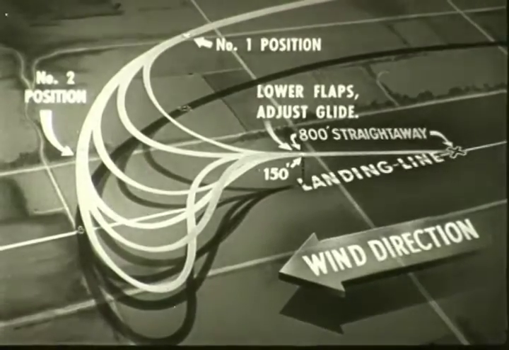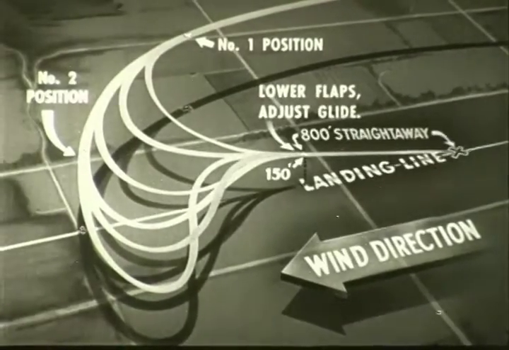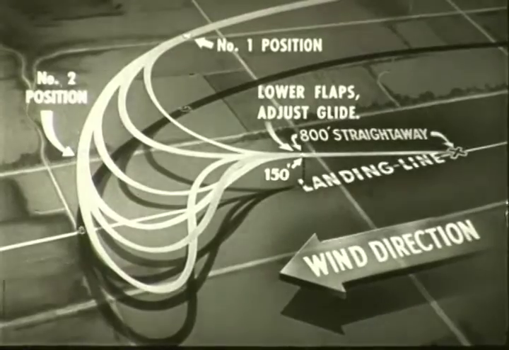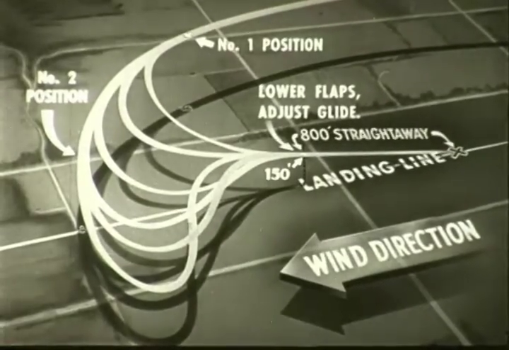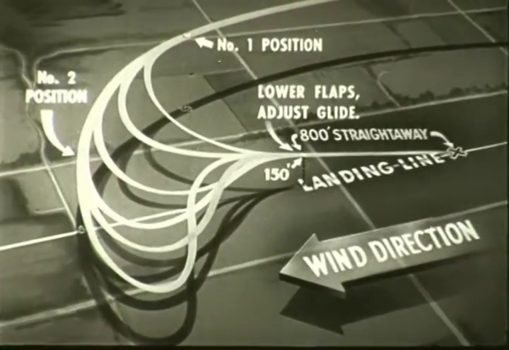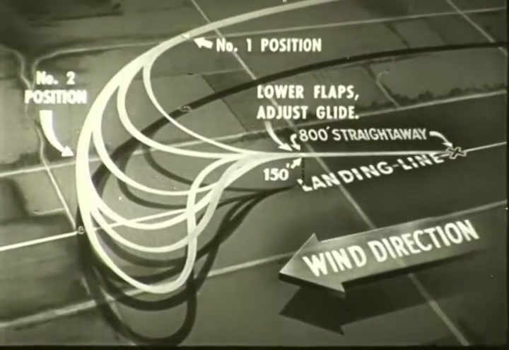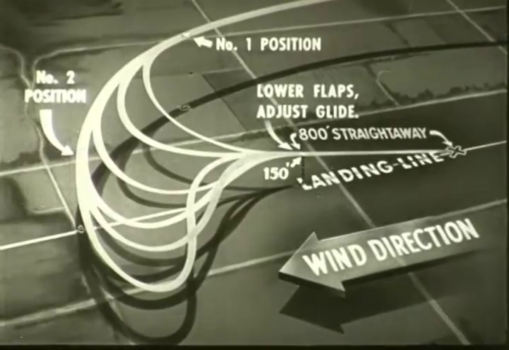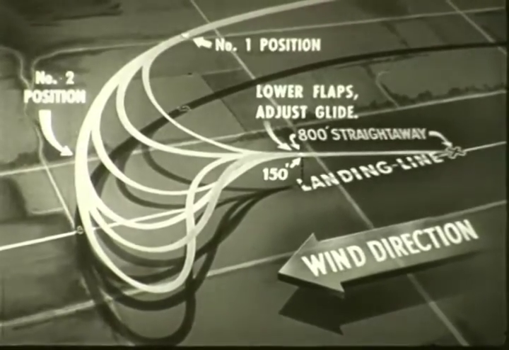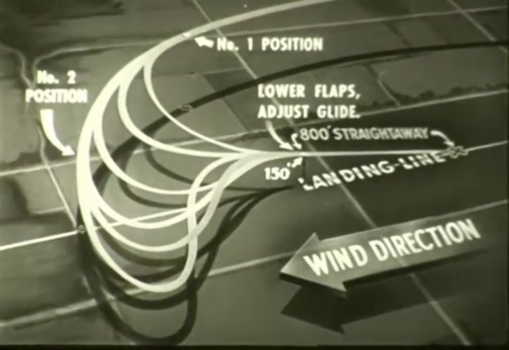Plan your approach from either position so that flaps will be lowered in the straightaway, rather than in your approach turn. The length of your straightaway will vary depending on the type of your approach. However, flaps should be down and an 80-knot glide established with a minimum of 800 feet straightaway and 150 feet altitude from the point of intended landing.